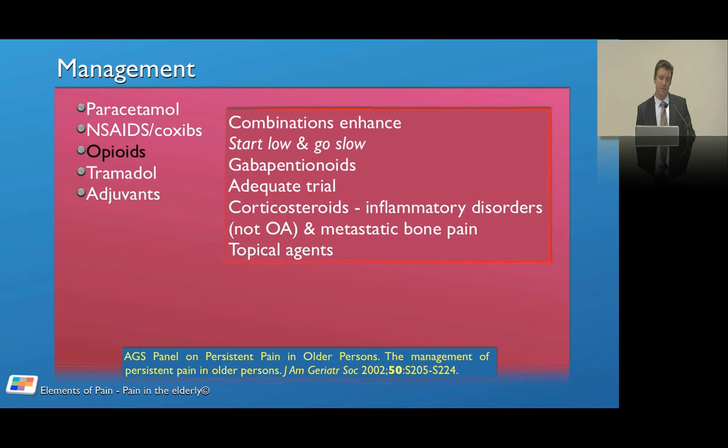And then this paper pays particular attention to topical agents, so topical anti-inflammatories might be useful. Topical lidocaine for local small areas of neuropathic pain. In fact, they even say that there's weak evidence to support topical lidocaine for non-neuropathic localized pain areas because it's got such a good side effect profile.